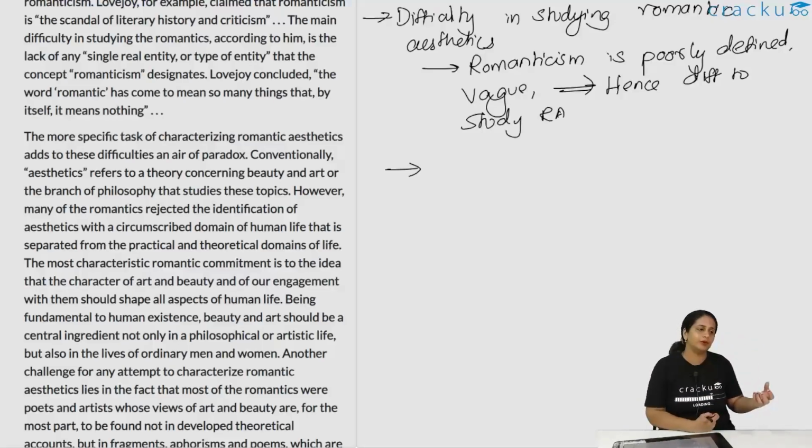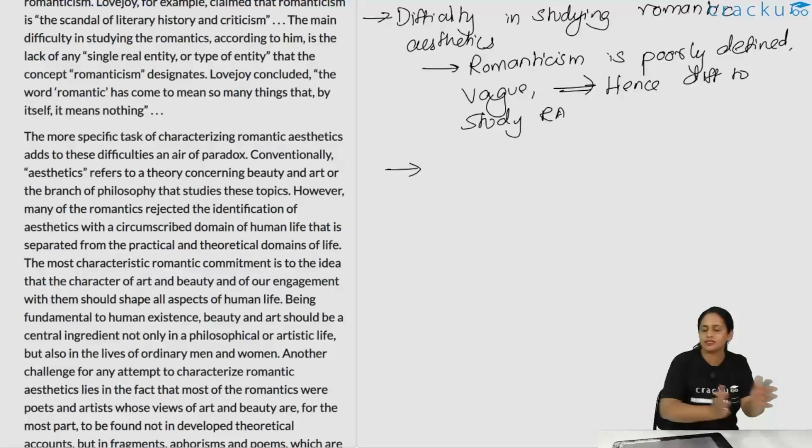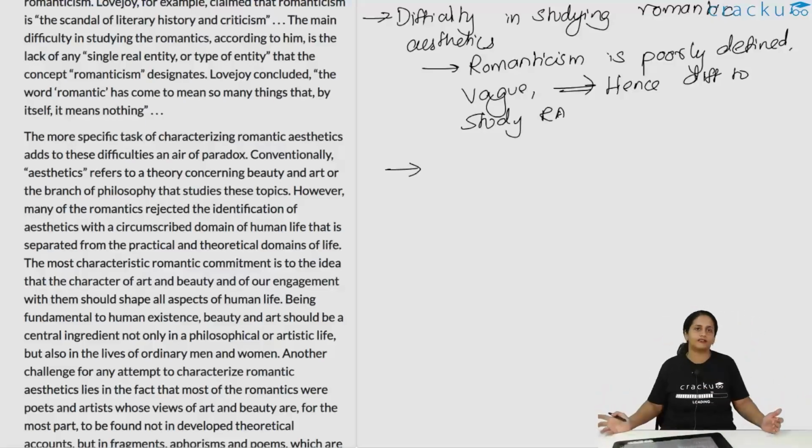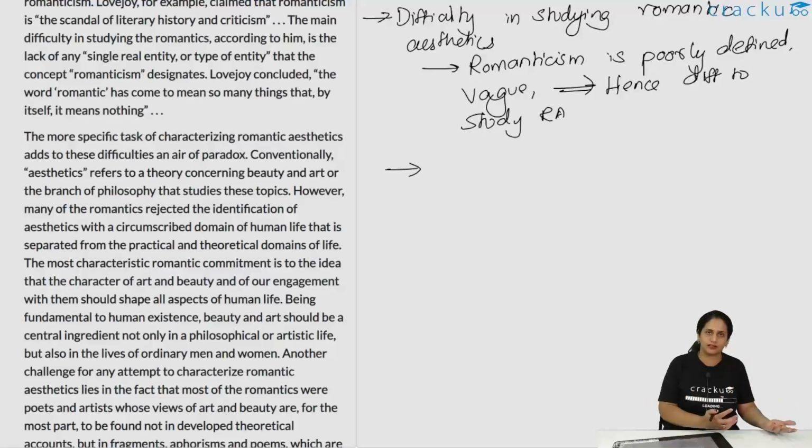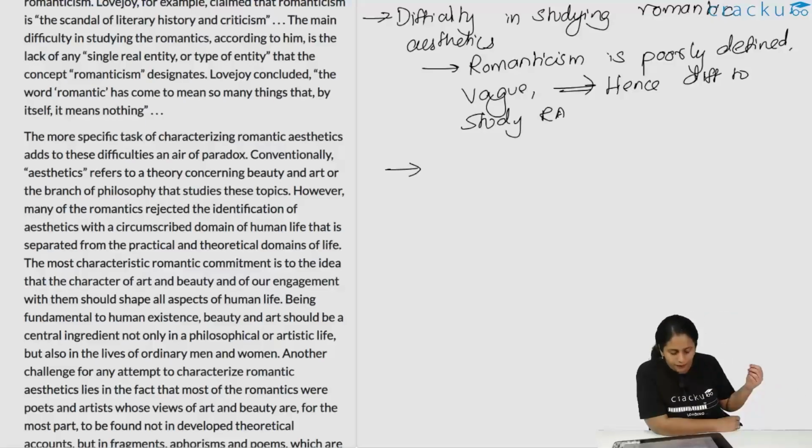Romanticism says that beauty and art should be part of all life. Aestheticism says no, this is this part of life, this is the practical part of life, they are two different parts of life. So when you say, okay, as a subsection of romanticism I want to study romantic aesthetics, it becomes paradoxical in nature. The most characteristic romantic commitment is to the idea that the character of art and beauty and of our engagement with them should shape all aspects of human life. So one of the most important characteristics of romanticism is that art and beauty should be part of all life. It should not be part of just aesthetics.